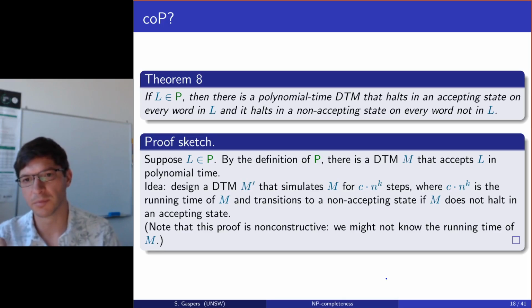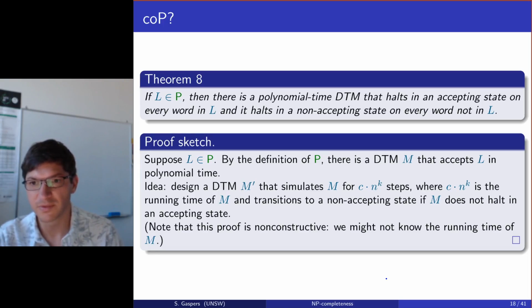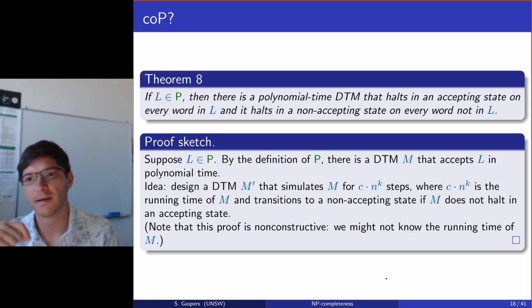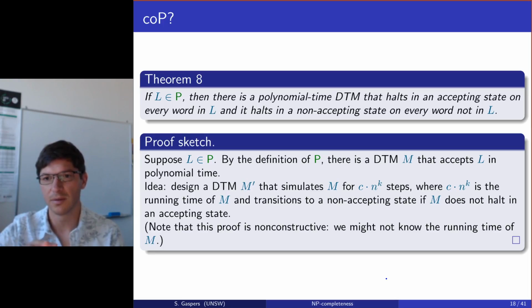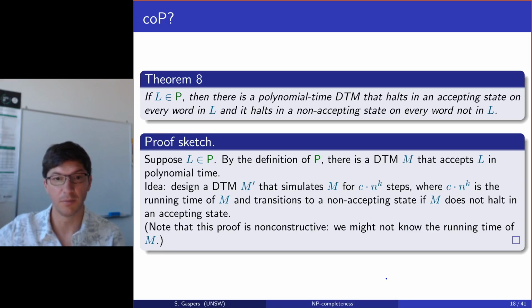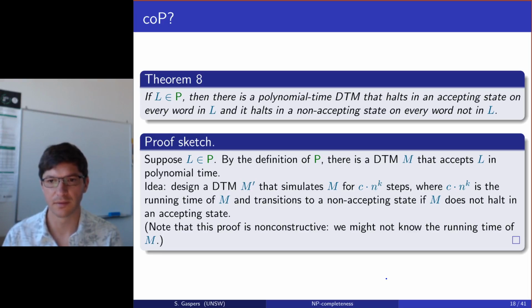Now this deterministic Turing machine M prime will simulate M for this many steps and then transition into a non-accepting state if M does not halt in an accepting state. So basically it simulates M, watches what M does, and if M goes into an accepting state, our machine M prime goes into a non-accepting state, and vice versa. One can show that this simulation can be done with only a polynomial overhead, and therefore we can design such a deterministic Turing machine M prime that does the simulation and then does the opposite of what M would do.